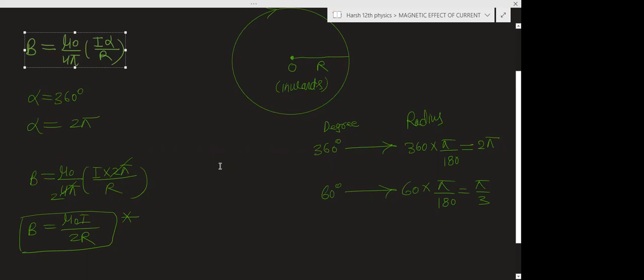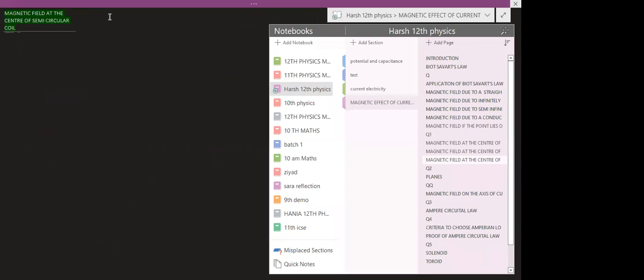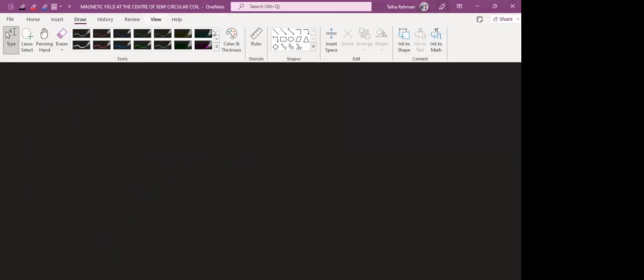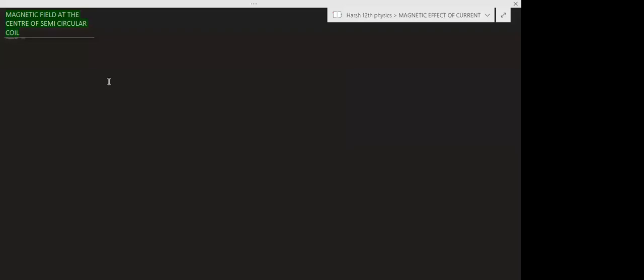Okay, good. Now we are moving towards this. See this? This is the magnetic field at the center of a semicircular coil. Write the heading: magnetic field at the center of semicircular coil. So I am taking the value of alpha as 180 degree, but you should put it in radian.